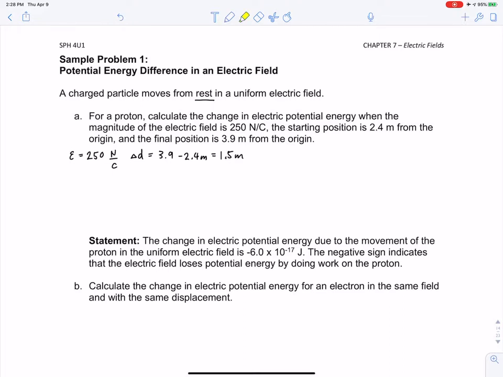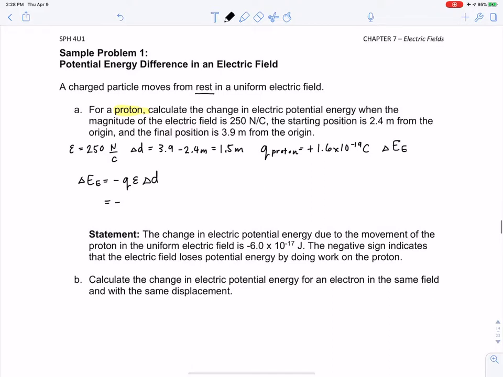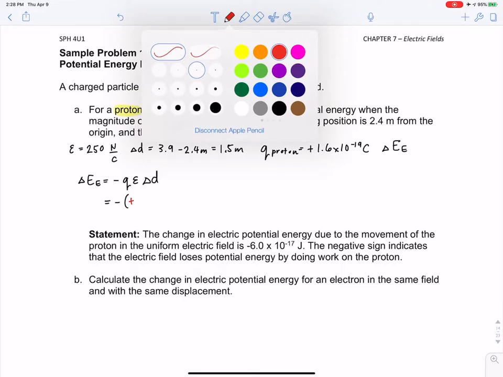Since we're dealing with a proton, we know the charge of a proton is plus 1.6 times 10 to the power of negative 19 coulombs. And what they want us to find is the change in electric potential energy. From above, we know that the change in electric potential energy is equal to negative Q E delta d. We can sub these values in. Since we're dealing with a proton, we know that the charge of the proton is positive.